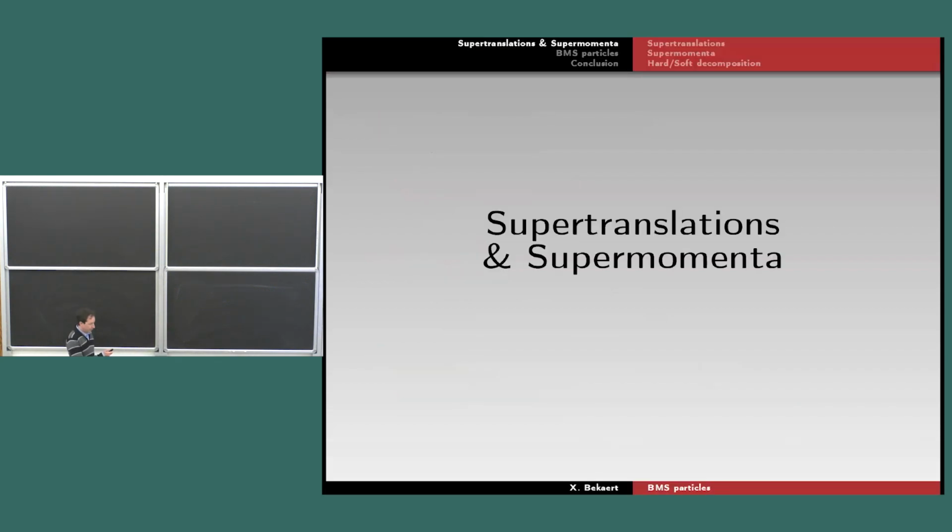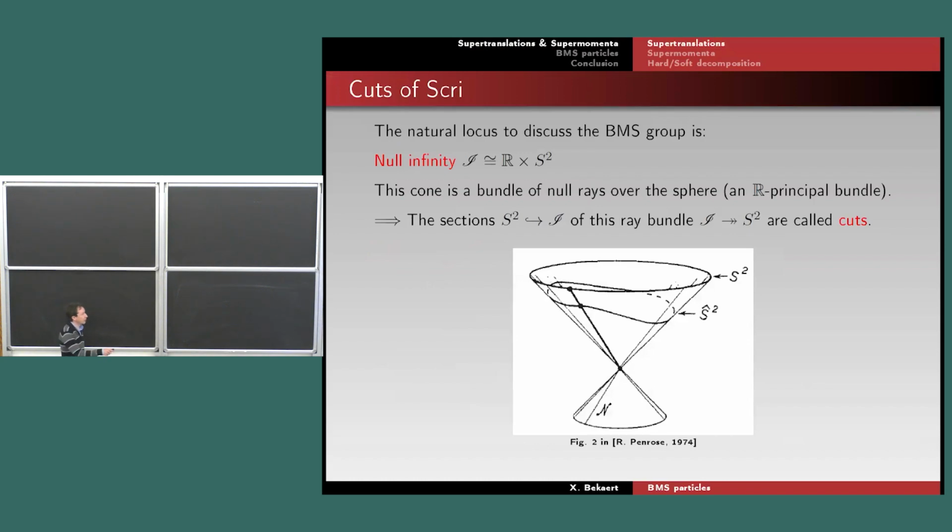So, super translations and super momenta. I know they are experts, so some things maybe I will go a bit faster, but let's try to be self-contained nevertheless. To discuss the BMS group, of course, the natural locus is null infinity. So this cone is a bundle of null rays. More precisely, it's an R principal bundle, and the sections of this ray bundle are called cuts.